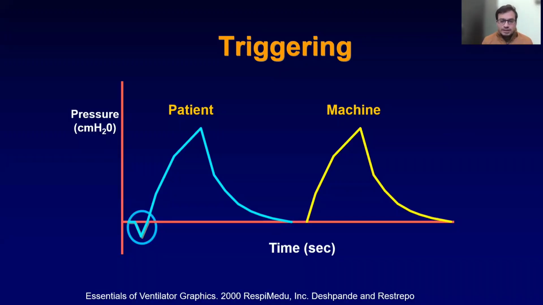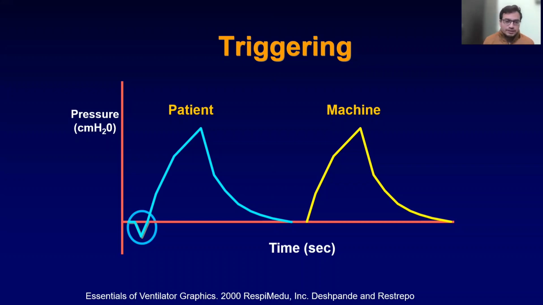Okay, so triggering refers to the signal that causes the inspiration, the variable which starts the delivery of inspiratory breath from the mechanical ventilator. Okay, so anything which starts the inspiratory breath or mechanical breath is called the trigger, and this could be a machine trigger by its timing itself, or it could be a patient trigger.